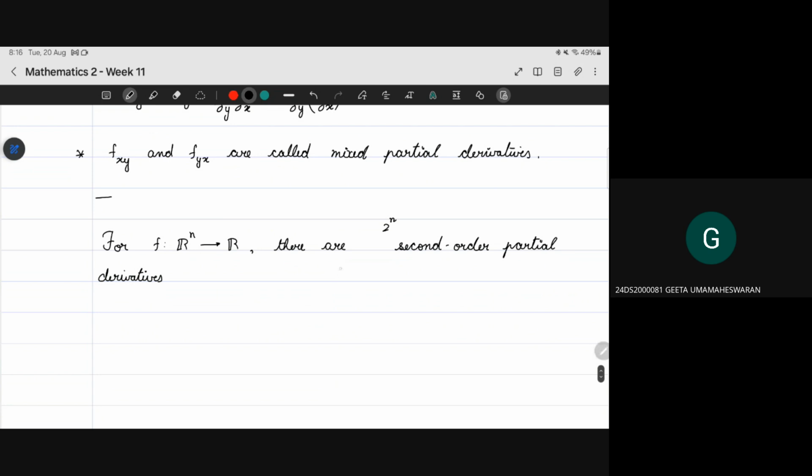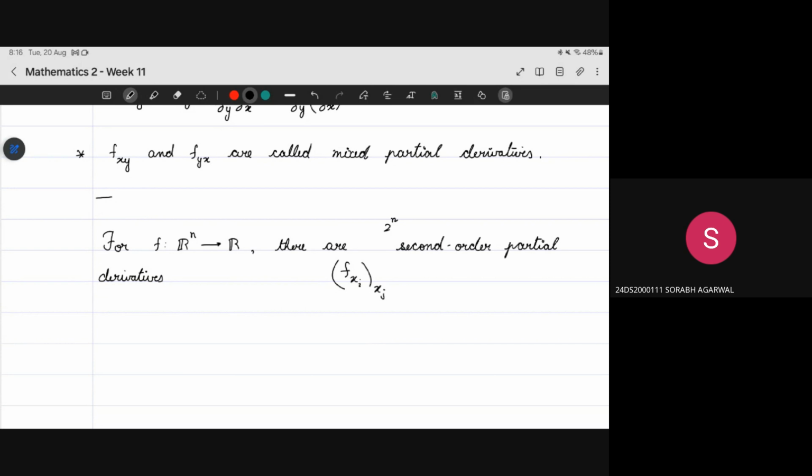So what will you be doing? You'll be taking f_{x_i x_j}. So this is probably where you thought it should be nC2 because you're making two choices. But it is not that you're making two distinct choices, right? So it should be n squared. Yeah, n squared is the right number, because you have n choices for the first partial derivative and n choices for the second partial derivative. So in all, you have n squared second order partial derivatives, out of which n squared minus n of them are mixed partial derivatives.